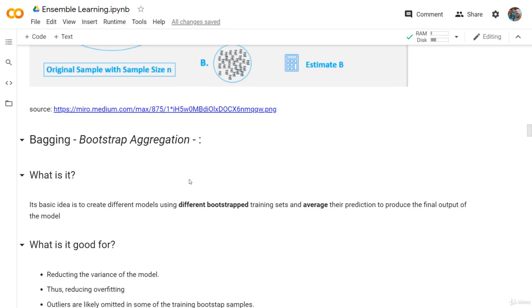Welcome back. So let's now understand what is bagging, or bootstrap aggregation. In the last lesson we understood what we mean exactly by bootstrapping, but we don't really care about bootstrapping by itself; we want to apply it in machine learning, right? So what is bagging? The basic idea of bagging is to create different machine learning models using different bootstrapped training sets and take the average of their predictions to produce the final output of the model.